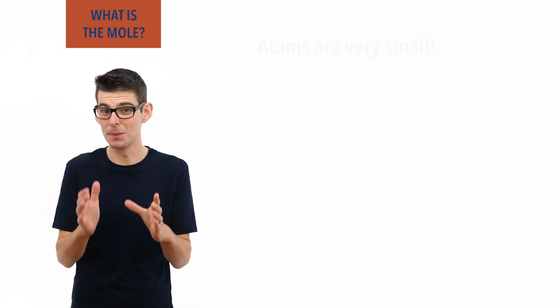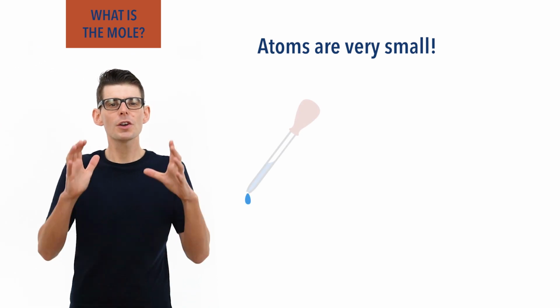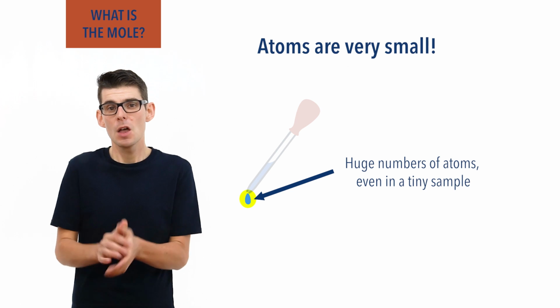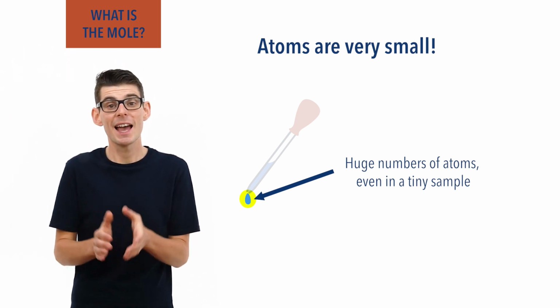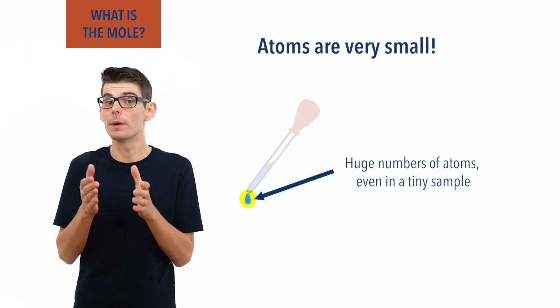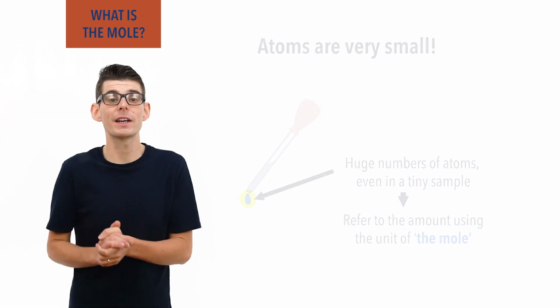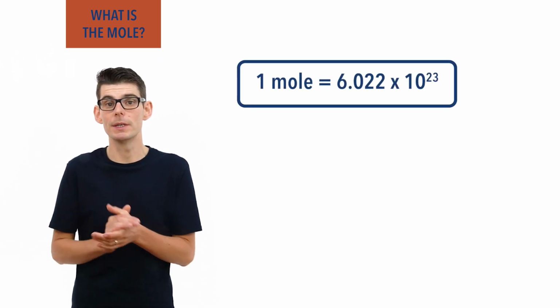Atoms are very small, meaning even in a small sample of a substance, there are huge numbers of atoms and molecules in it. Referring to the actual number present isn't realistic, and instead a unit called the mole is used. 1 mole has a value of 6.022 times 10 to the 23.